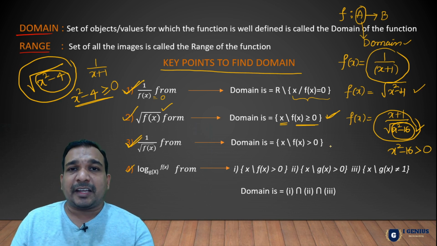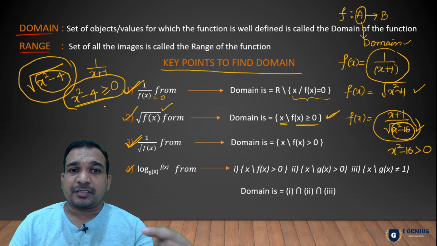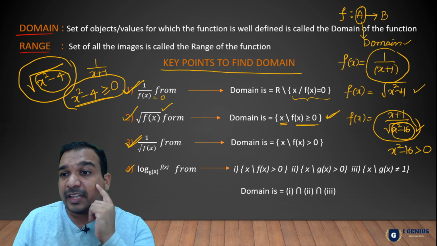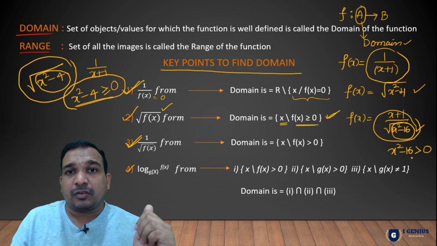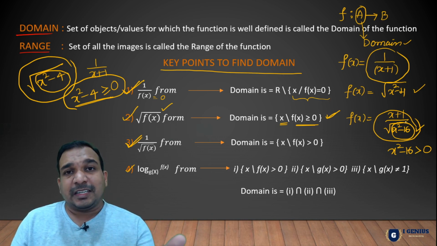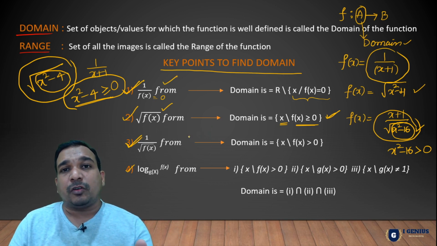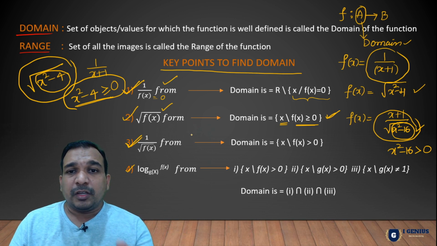Sir, why strictly greater than 0? Here, when it was only under the square root, you said x square minus 4 greater than or equal to 0, with the equal to symbol also there. So why are you suddenly saying greater than 0 since it is in the denominator? Because it is in the denominator, and the denominator should not be 0, no? That is the first property I told: the denominator should not be 0. If the denominator becomes 0, then it becomes undefined.